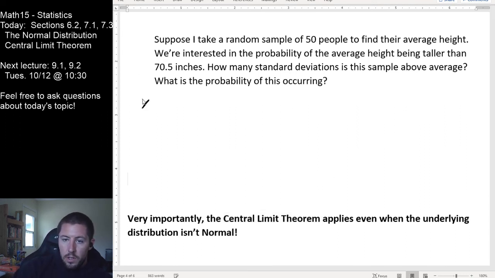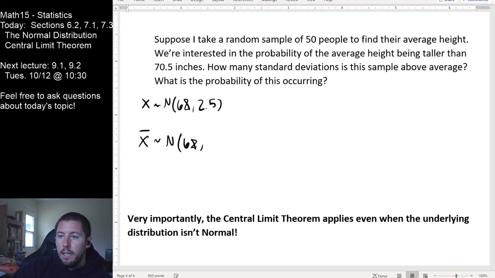So again here, we're starting with x being normal 68, 2.5. We are going to find x bar, in this case, to be normal 68. But here we're going to take a random sample of 50 people and find their average height. What's the probability that their average height is going to be taller than 70.5? We're going to get a crazy tiny number for this. This is going to be wildly unlikely. I'm going to do my 2.5 divided by the square root of 50.